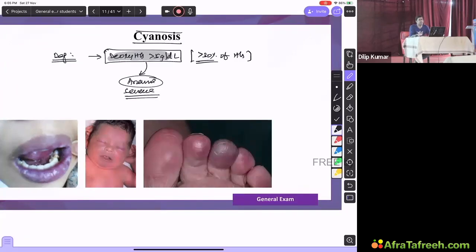For better understanding, let us assume a patient has a hemoglobin of only 4. How can a deoxyhemoglobin level become more than 5 grams per deciliter? It's not possible. So that's why a severely anemic patient may not develop cyanosis at all, despite the fact that they may have a severe cardiorespiratory issue, because their deoxyhemoglobin content may never exceed 5 grams.